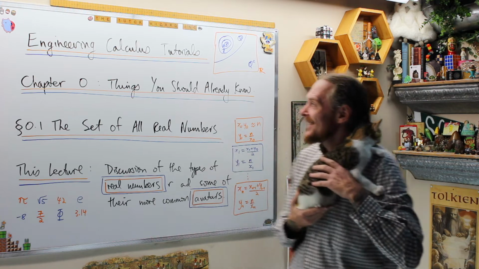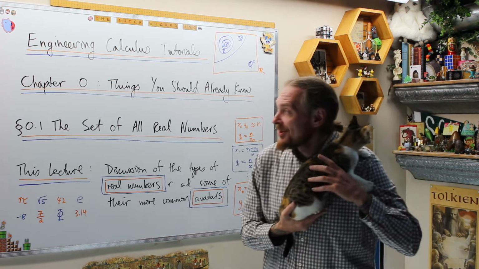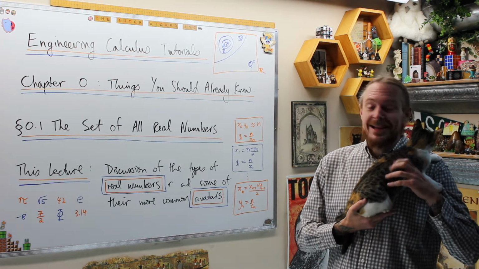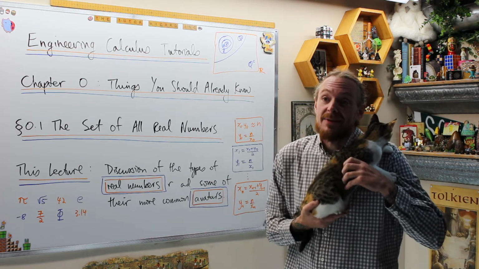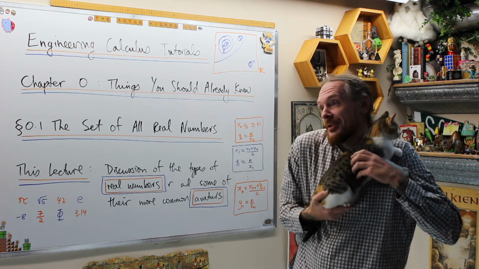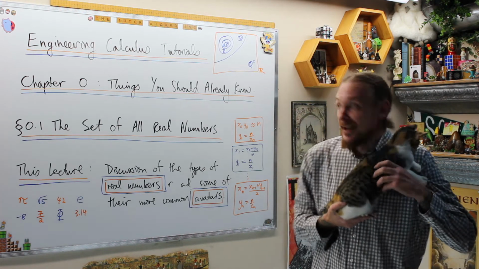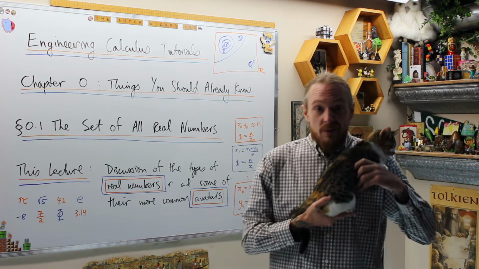What we're doing today is engineering calculus tutorials. Chapter 0 is going to be things you should already know. Basically, they push us to appendices or something like this, and everything that you've done from K to 12, which is in varying degrees of intensity. We expect that you know all of these types of things.